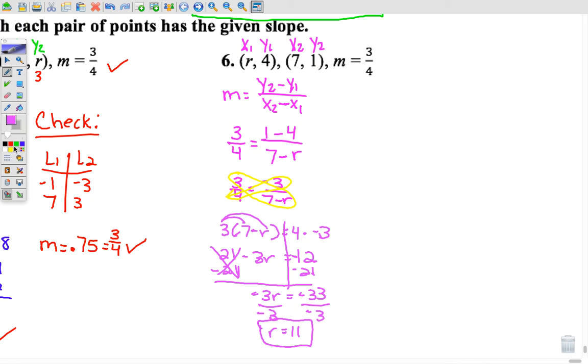Okay, so we can check, make sure we did everything right, did all of our math right. So here's our check. Okay, so I have L1, L2. Okay, so L1, my first point, I have R, so that's 11. So my first point is going to be 11, 4. Second point is going to be 7, 1. And we're hoping that the slope, again, comes out to being 3/4. So it's the last one we have to check.